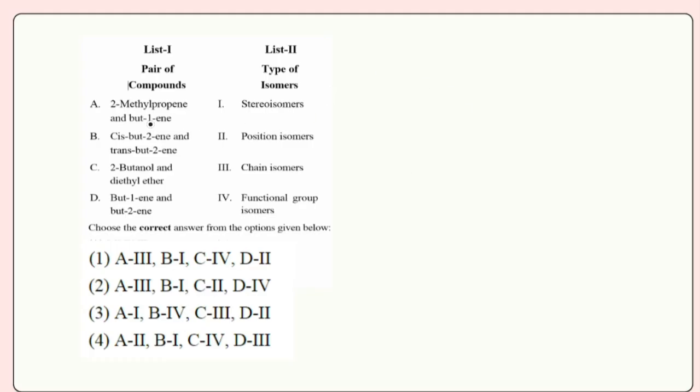So let's start writing the structures of the molecules. The first one is 2-methyl propene. So this is propene and this is 2-methyl propene. And the structure of but-1-ene is this. So these are bond line structures. It's always better to write the bond line structures because it's quite simple and you can save some time as well. Now, what is the relationship between these two molecules?